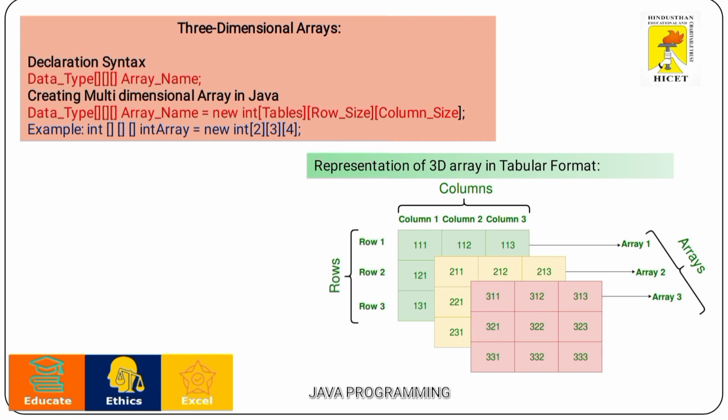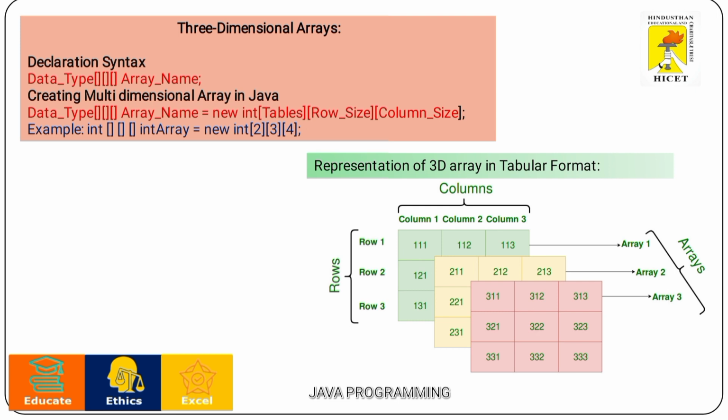Next, three-dimensional arrays. The syntax for a three-dimensional array: data type, 3 subscripts, array name. Similar to the two-dimensional array, here also there are many ways to declare a three-dimensional array. And next, the syntax for creating a three-dimensional array: data type, 3 dimensions, name of the array, equal to symbol, the operator new, and the data type.